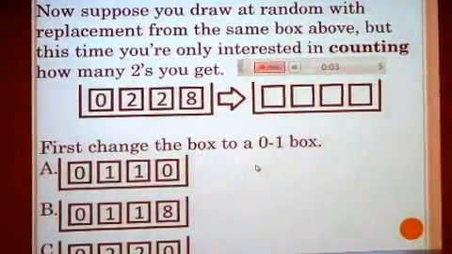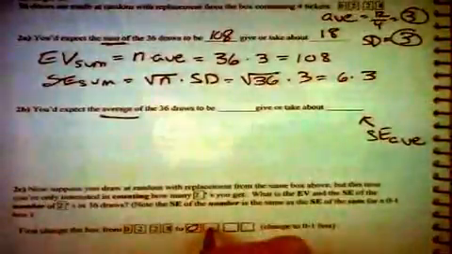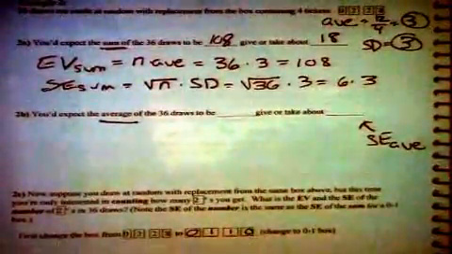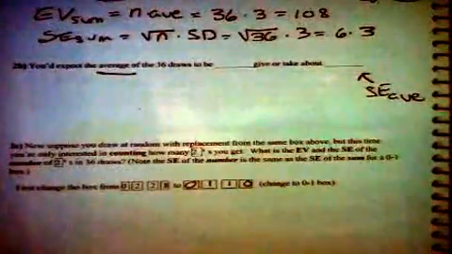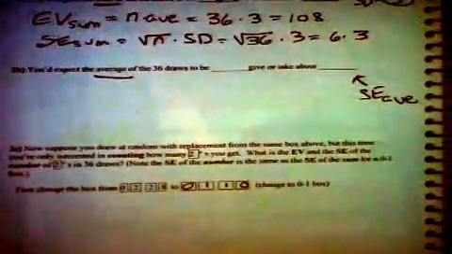So let's go back to the document camera. We did our first question here. We changed it to a 0, 1 box. When counting anything, make a 0, 1 box. All right, so now, what are they asking for?